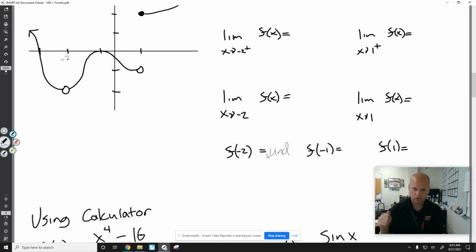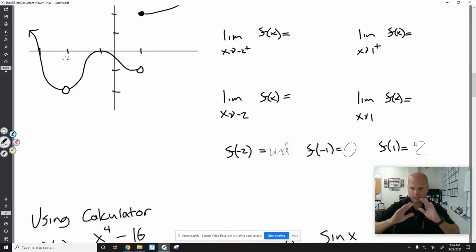Okay, function values are either defined and equal a value, or they're undefined and they don't exist. We don't have a function value right above or right below -2. If you look at -1, we can see this y-coordinate of 0. So we got the point -1, 0, f of -1 is 0. If we look at 1, we're looking right at 1. I can see that I have a closed circle and an open circle. That closed circle is saying at 1, we have a defined function value. It's that y-coordinate 2.